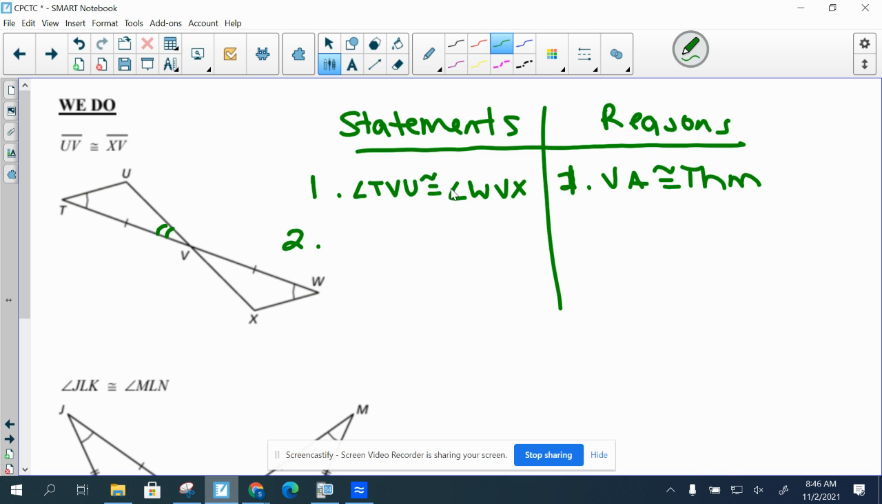And really we can just say it in the same way that we said these angles. So we can say triangle TVU is congruent to triangle WVX. Which triangle congruency theorem shortcut should we use?